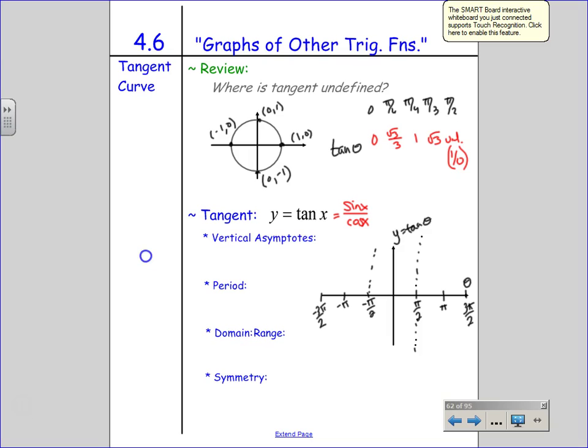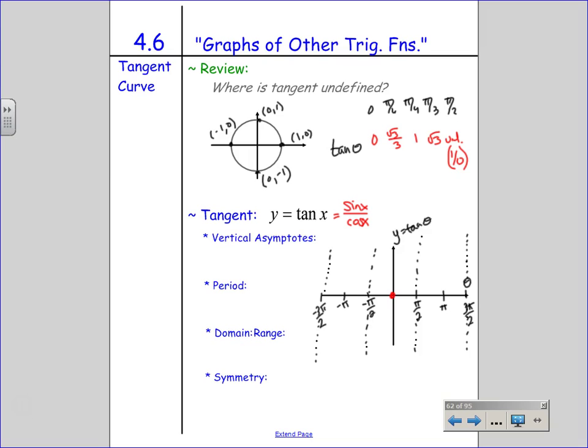If you guys notice, tangent's going to be undefined at positive pi over 2 and at negative pi over 2. It's also going to be undefined at 3 pi over 2 and at negative 3 pi over 2. So the question is, what's going on in between? Well, isn't tangent 0 at 0? Kind of like sine. Sine is 0 at 0. Tangent is 0 at 0.